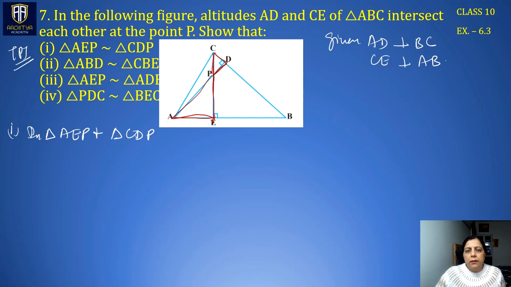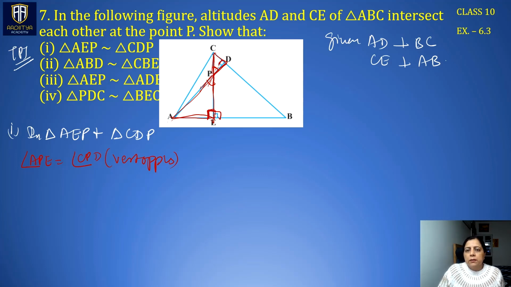So look for the corresponding parts. I'm telling you this is a very easy question because we just have to look for two equal angles in the triangles. You can simply say these are two vertically opposite angles, right? So angle APE is equal to angle CPD. Why? They are vertically opposite angles. We have to look for one more angle. Tell me what is common. Here this is perpendicular, so if this angle is 90, this is also 90.